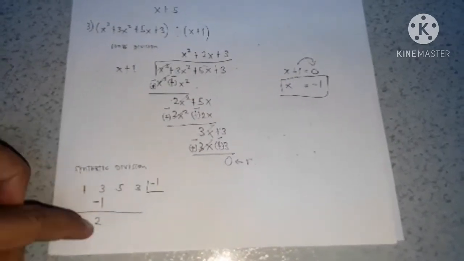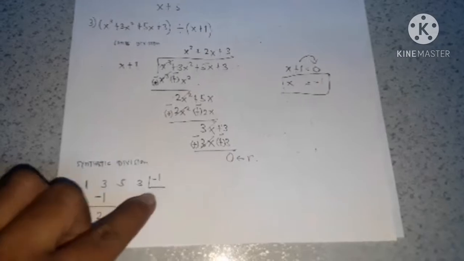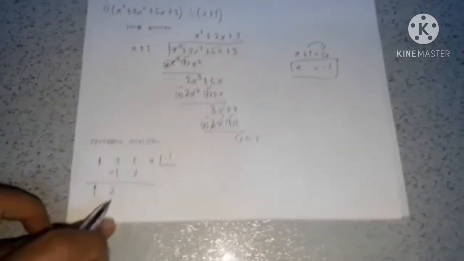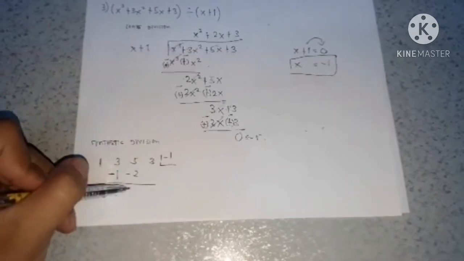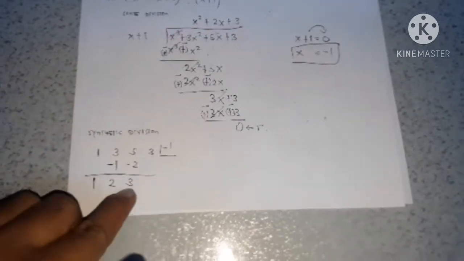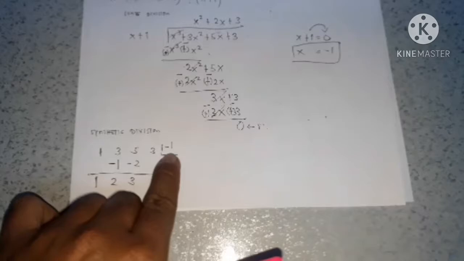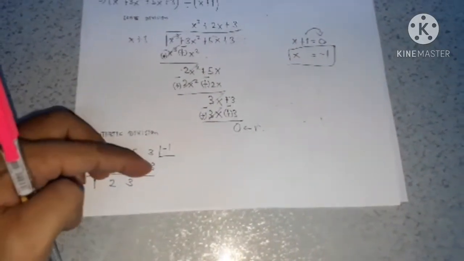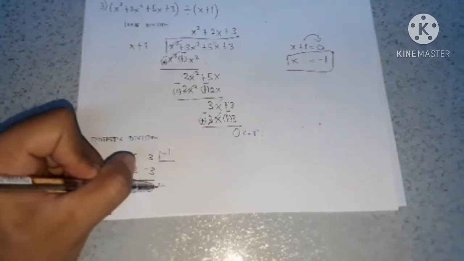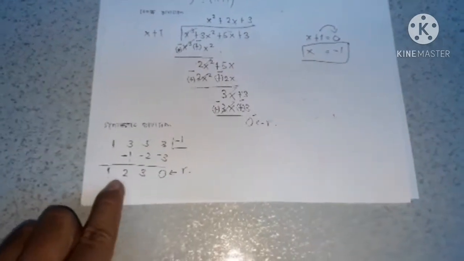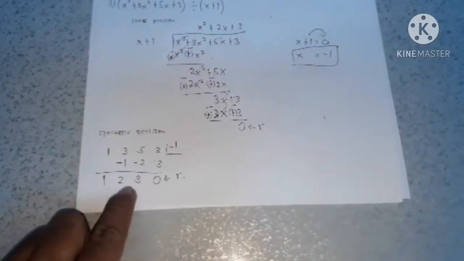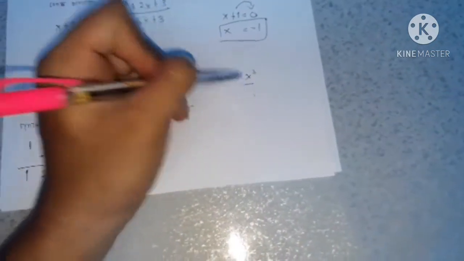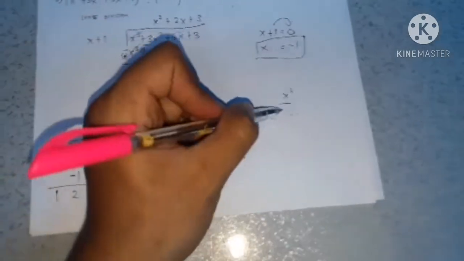Para siyang 3 minus 1, that is 2. And then, positive 2 times negative 1, that is negative 2. And then, positive 5 plus negative 2, that is positive 3. Again, that is 5 minus 2. And then, positive 3 times negative 1, that is negative 3. So, positive 3 plus negative 3, that is 0 ulit. So, numerical coefficients ng quotient. You have x cubed divided by x.